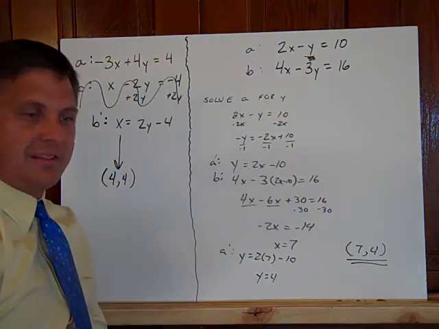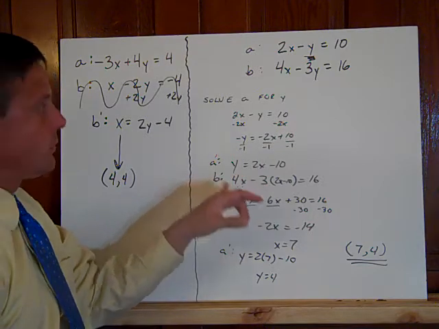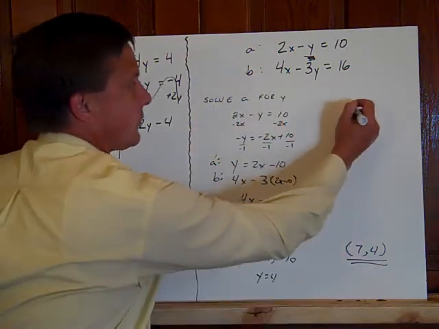And I can check this. I can check 7, 4. I don't want to check it in A or A prime because I used that to find the solution, but I can check it in B. So I'm going to do a check.